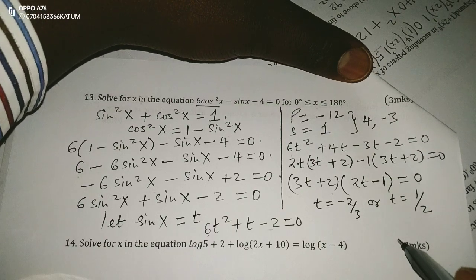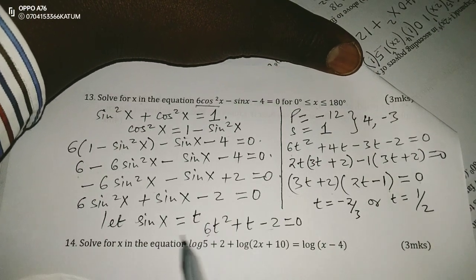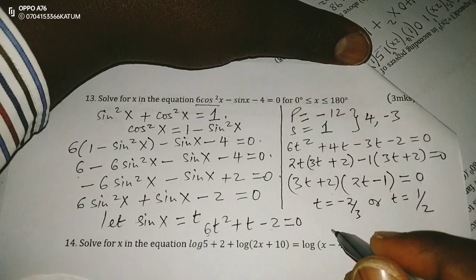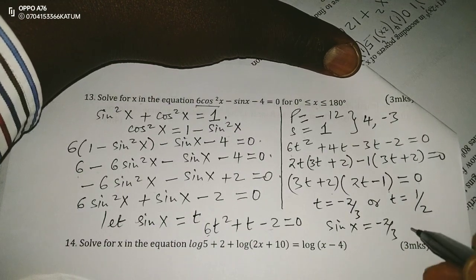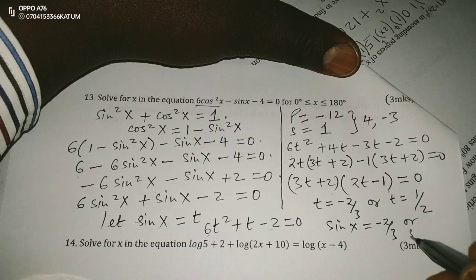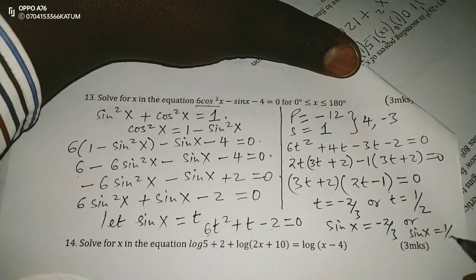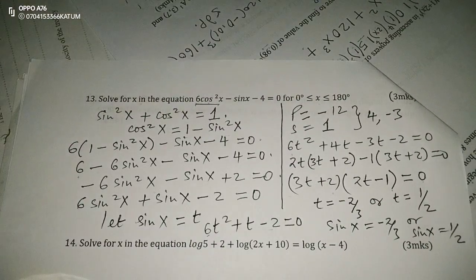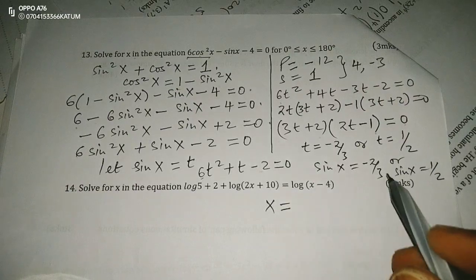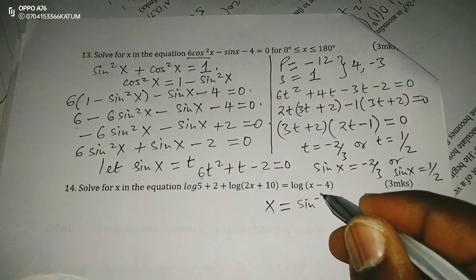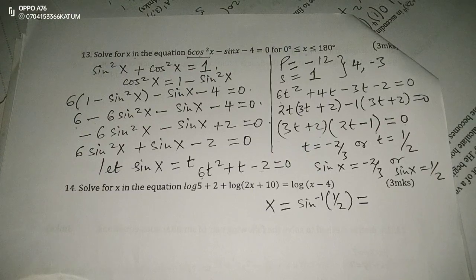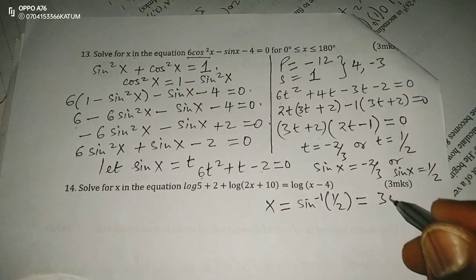But remember, we had let t be equivalent to the sine of x. Therefore, sine of x equals negative 2 out of 3, or the sine of x equals half. Then we can find the value of x as the sine inverse of half. Let me deal with this one: shift sine of half. We are getting 30 degrees.